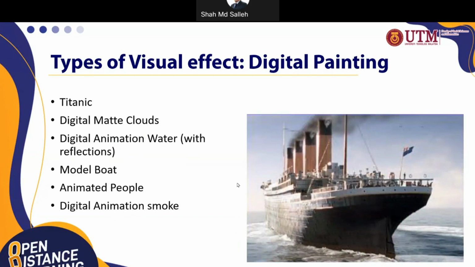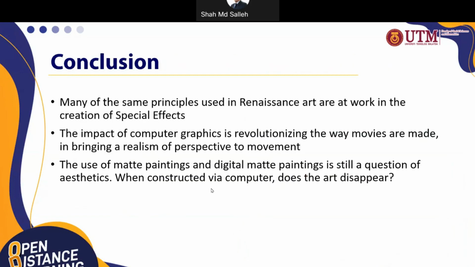For example, in Titanic, they used digital matte clouds, digital animation of water with reflection, both animated people and digital animation of smoke. All this was done using visual effects.